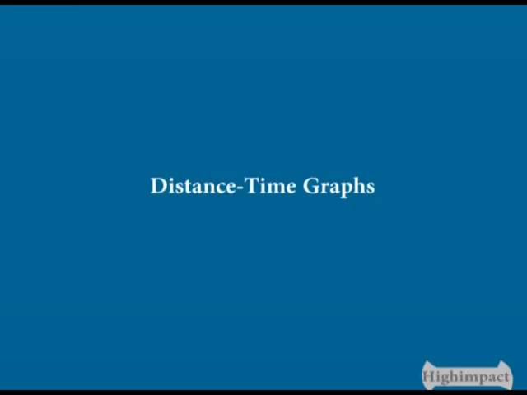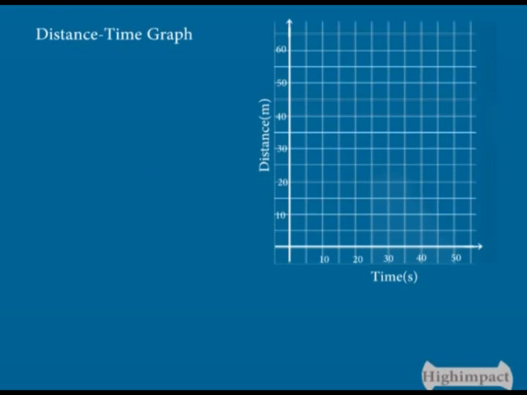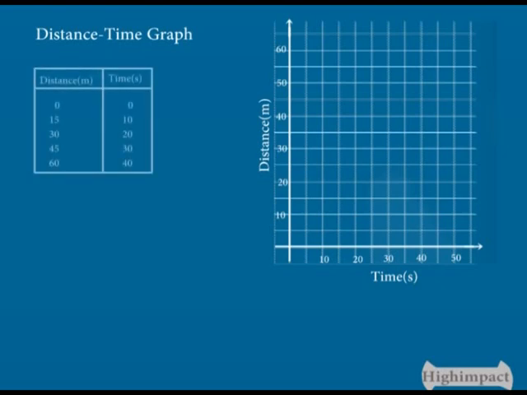Next, distance time graphs. A distance time graph is a graphical representation of the distance traveled and the time taken. In a distance time graph, the distance is represented on the vertical or y-axis and time on the horizontal or x-axis. For example, if the distance in meters traveled by a cyclist along a road and the time taken in seconds were recorded, such a table can be obtained.